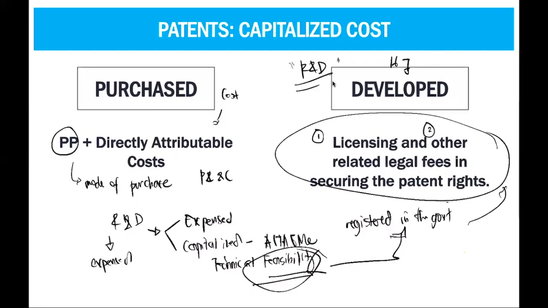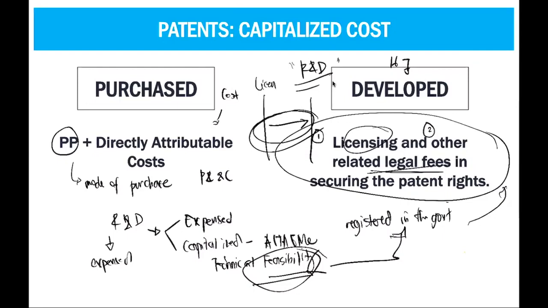Remember again that in our theory part, all of the different items must be present. But in the problem solving part, what you need to see is the technical feasibility. Therefore, if you are given R&D as to your patent, always take note that we will only capitalize the development cost on the patent once there are licensing and other related legal fees. So in short, from the time there is licensing onwards, if that is the development stage, those items are added as cost of your patent. And what are those items? Only two items: licensing and your legal fees.